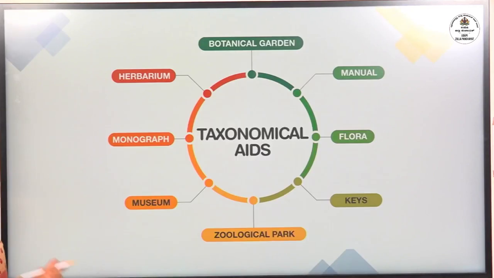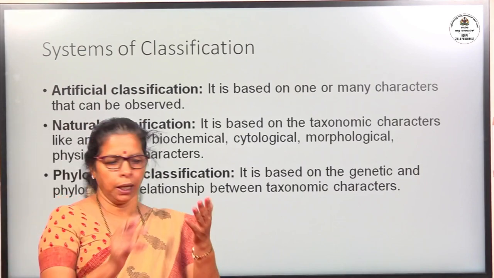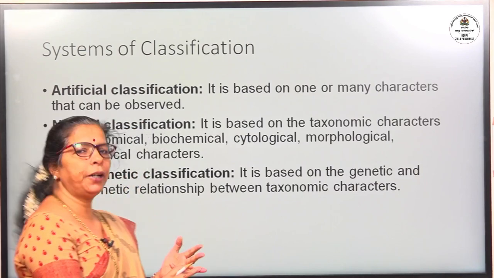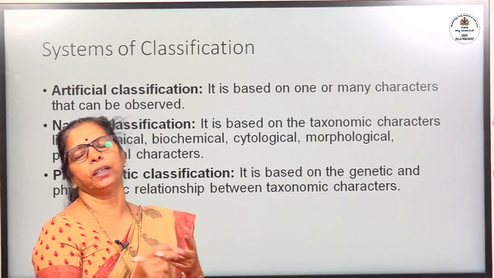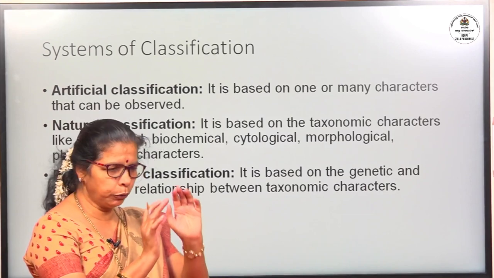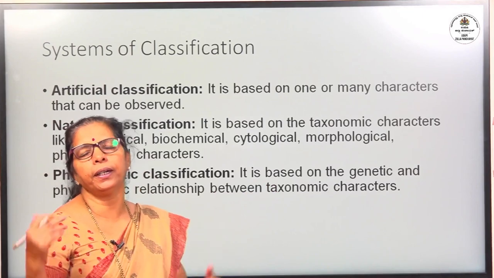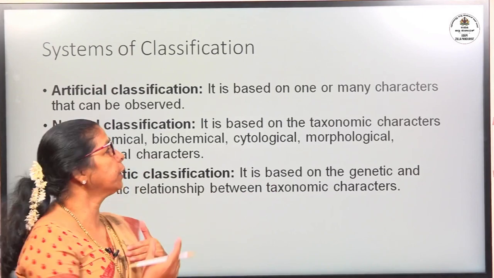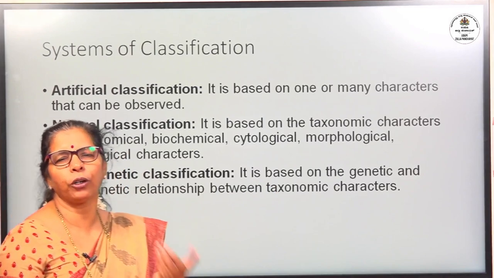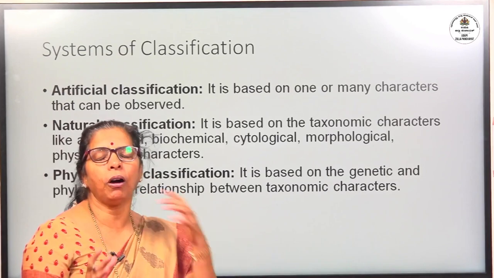Next we have to discuss the system of classification, because in taxonomy there is identification, classification and naming of an organism. So if we have to name an organism, we have to consider its characters. So it has to be kept under different categories. For that, for example, there is a frog in front of you. What will you do? You will observe all its features.